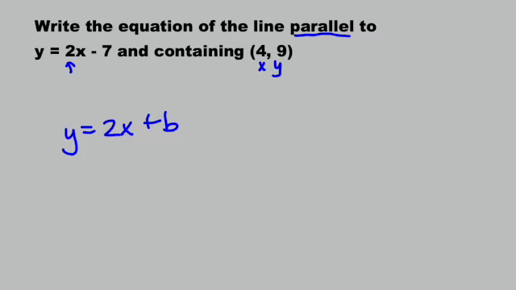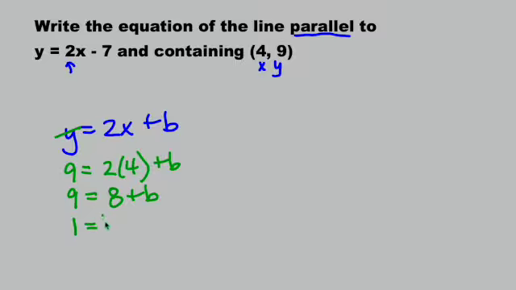And then, as always, we're going to use the x and the y, plug them in over here. So y is no longer y, it's now a 9. x is now a 4, so it's going to be 2 times 4 plus b. We know 2 times 4 is 8, so 9 equals 8 plus b. And then if we subtract 8 and subtract 8, we get 1 equals b. So therefore, our equation is going to be y equals 2x plus 1.